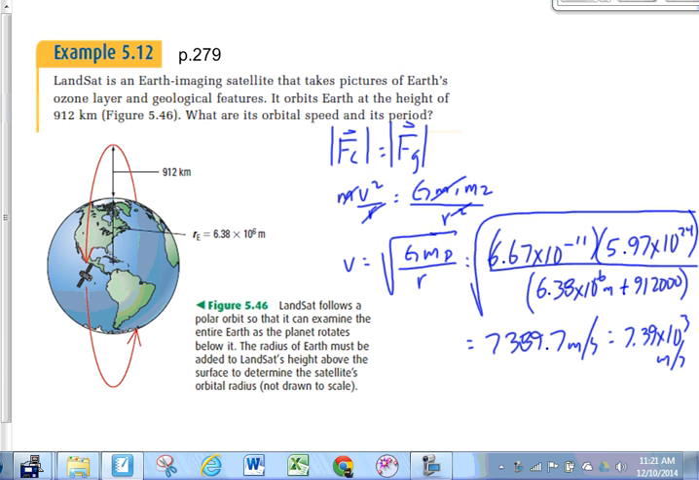That's pretty fast. 7,400 meters per second. 7.4 kilometers in 1 second. That would get you to downtown Calgary in about 5 seconds, right? We want the orbital speed. We got that. And its period. Oh, wait. Its period. How long does it take to orbit around the Earth? Any ideas for that?